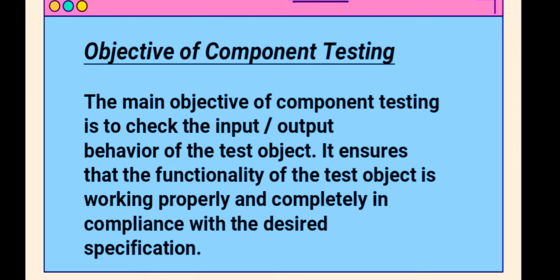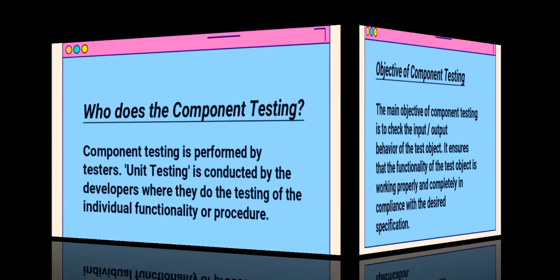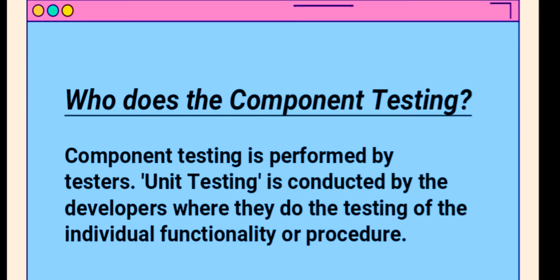Objective of component testing. The main objective of component testing is to check the input or output behavior of the test object. It ensures the functionality of the objects, that it's working properly and completely in compliance with the desired specification. Component testing is performed by testers. Unit testing is conducted by the developers, where they do the testing of individual functionality or procedures.